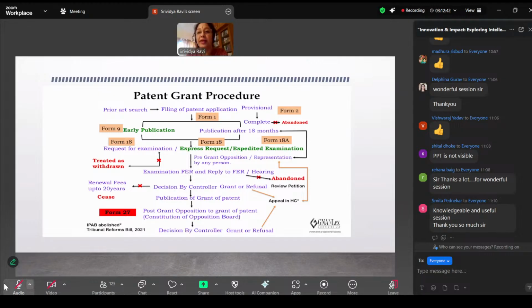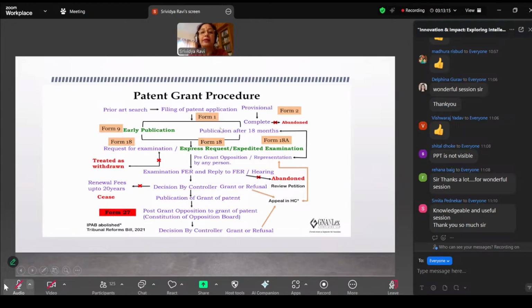So the date of complete application of the patent from the date of provisional is 12 months. While filing a patent application, you need to determine whether you want to file a provisional or a complete. If you have finished all your work, you can go directly to file a complete patent application. But within 12 months, if you don't file provisional to complete, then your case will be deemed to be abandoned by you. Now, what happens after the complete filing 12 months down the line?